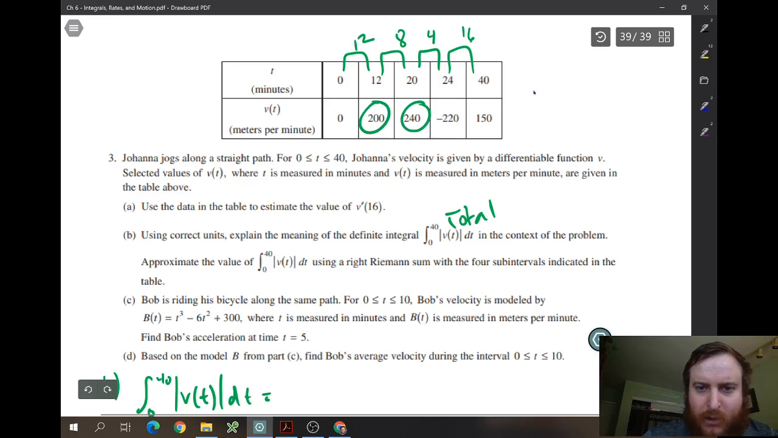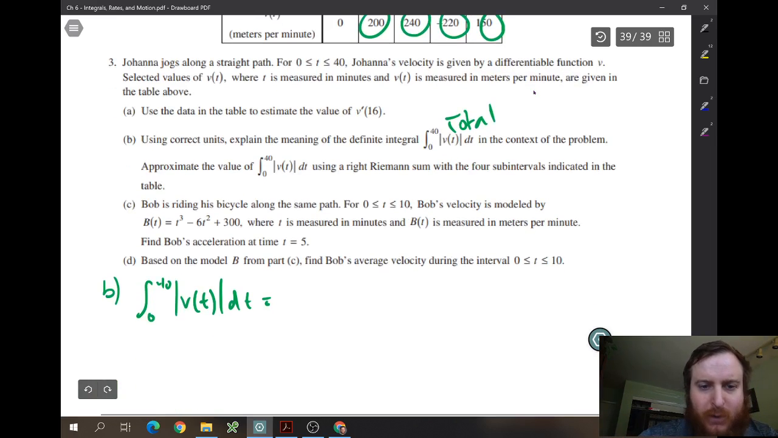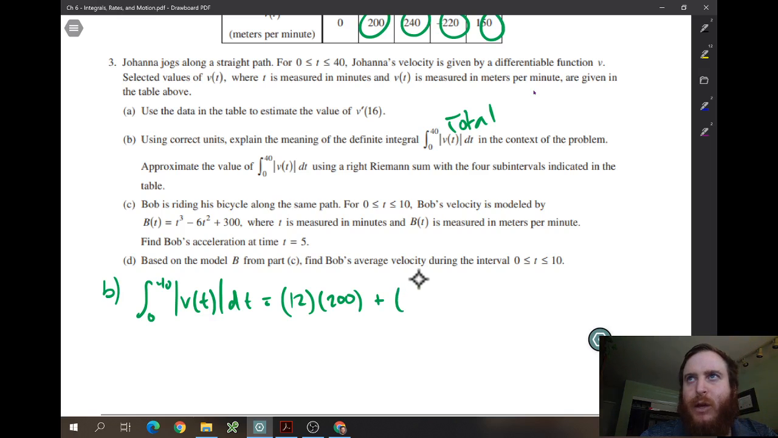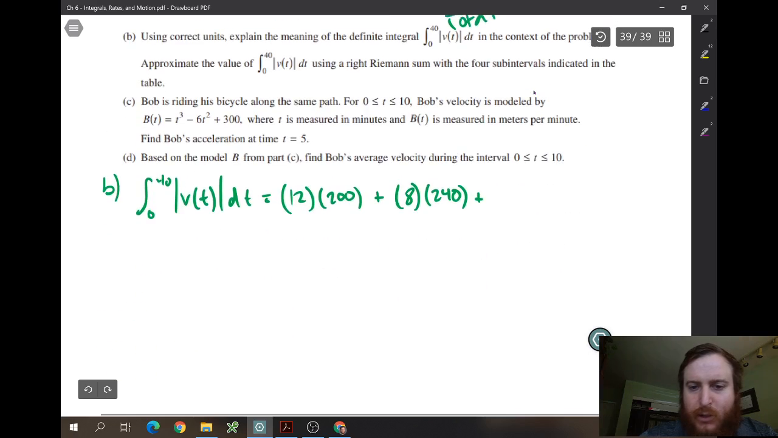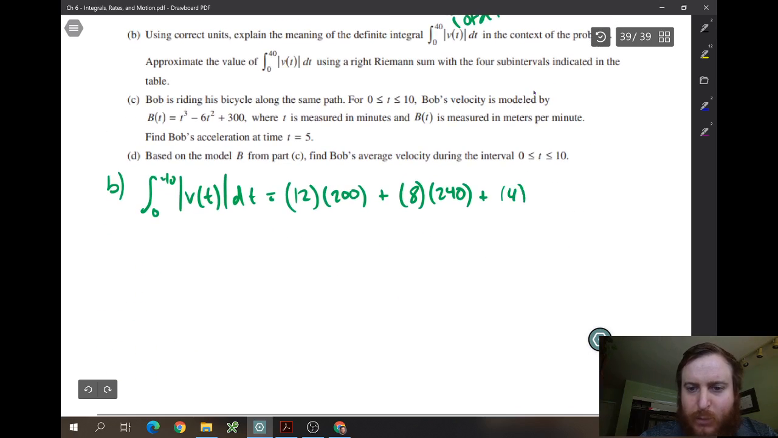So we're going to do our right values, but we're just going to turn them all positive. We're going to do 12 times 200 plus 8 times 240. And then it will be, we said it was 4. Now, this is where we do times positive 220. Even though it says negative 220, it's going to turn positive because we're doing the absolute values. And then plus 16 times 150.